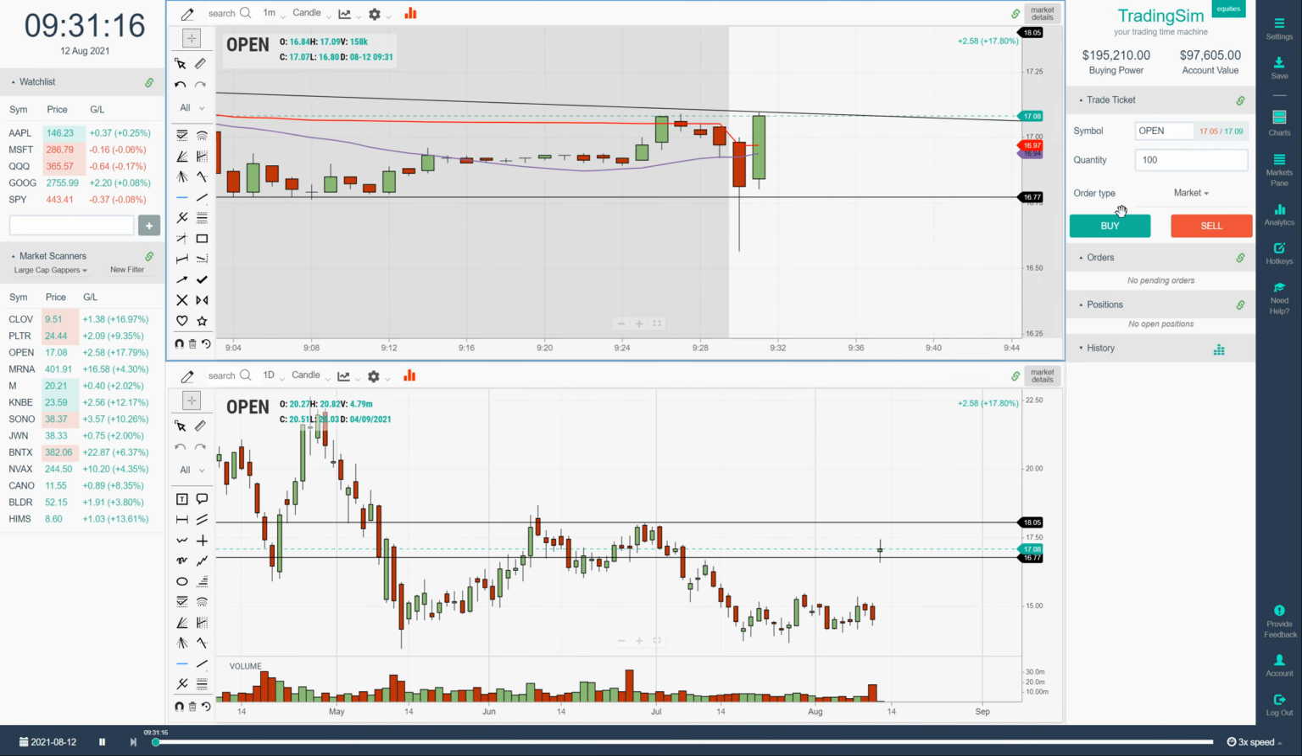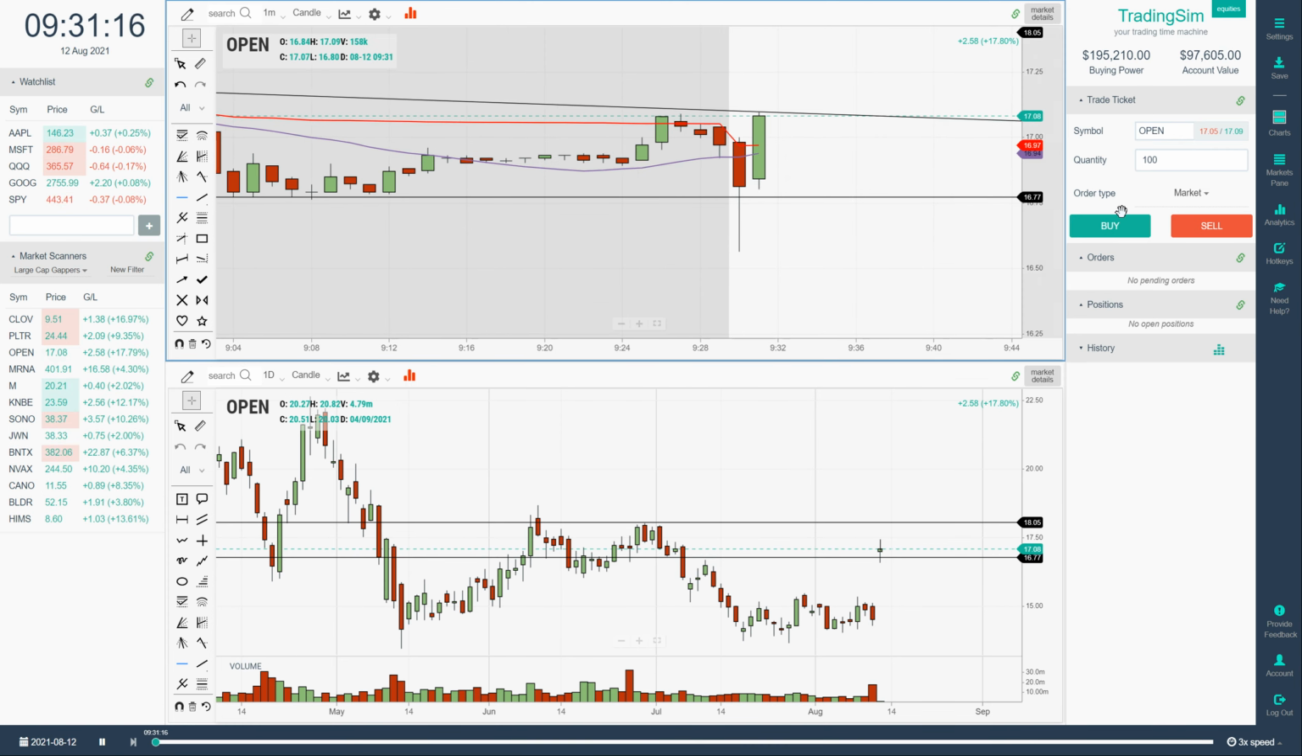And again, I was too slow with my entry right there. But assuming you're playing this in normal speed instead of 3x speed, you might be able to time your entry a little better on that reclaim of VWAP right there. So I'm going to go ahead and exit the position there. But there you have a nice little 1 minute opening range breakout that may or may not continue.